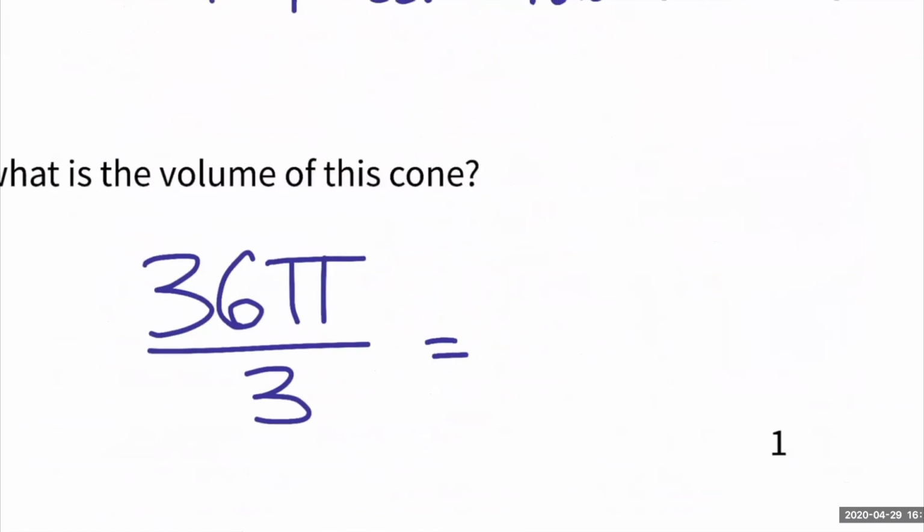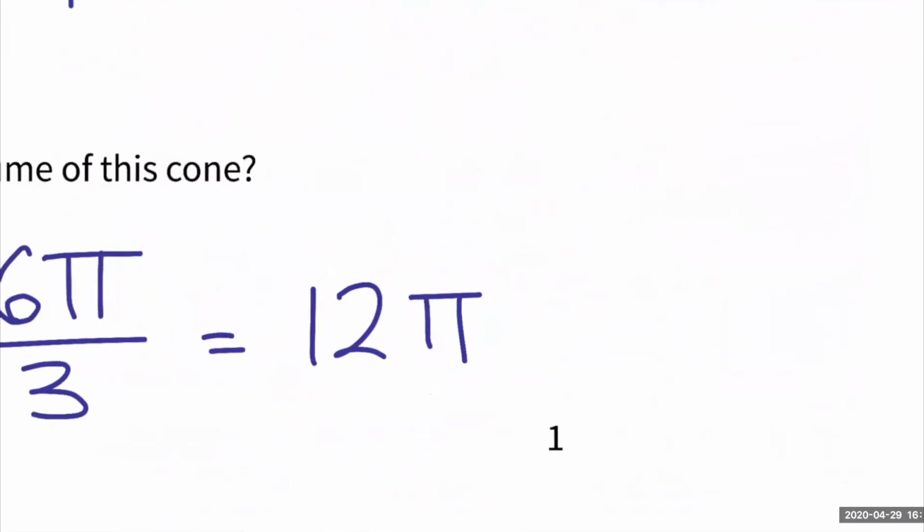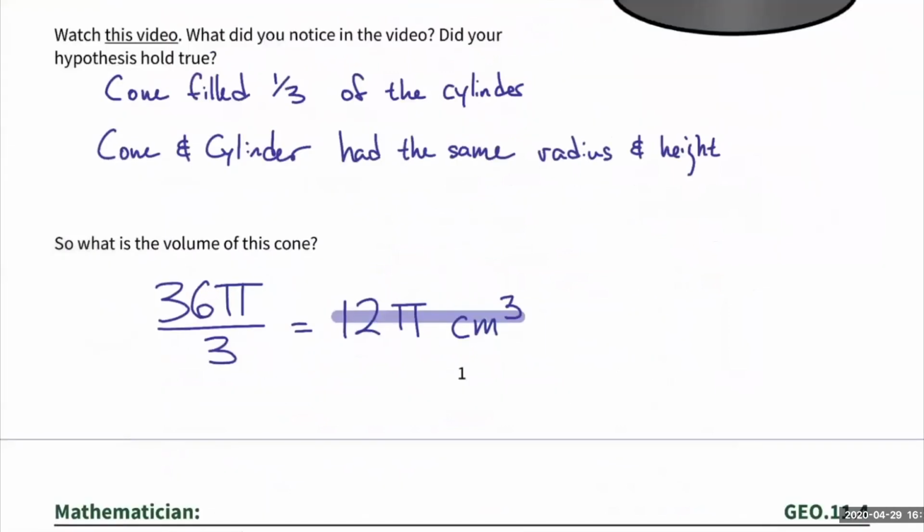Right? You can also multiply by 1/3. Again, that's the same thing, right? Dividing by 3 and multiplying by 1/3 gets you the same thing, all right? And in the end, this will be our answer, 12 pi centimeters cubed for the volume of the cone.